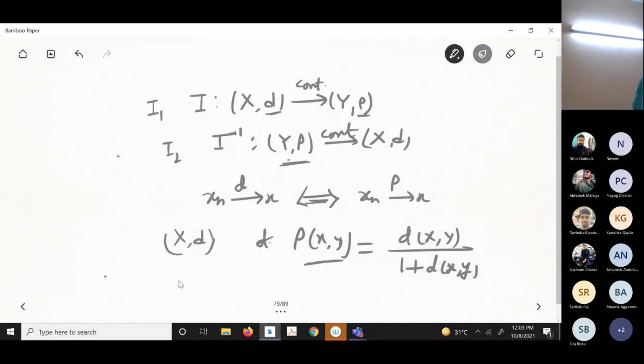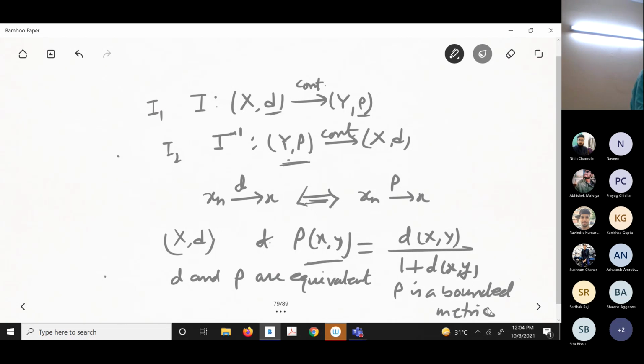Second of all, D and rho are equivalent. But the good thing about it is that rho is a bounded metric. That means any metric is equivalent to a bounded metric. Okay. Example 2 is not wrong, but what I wanted to convey that is not there.